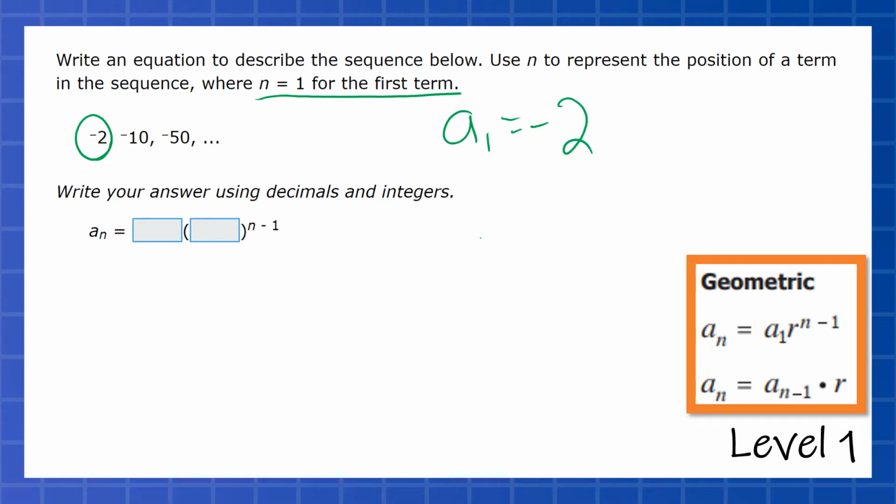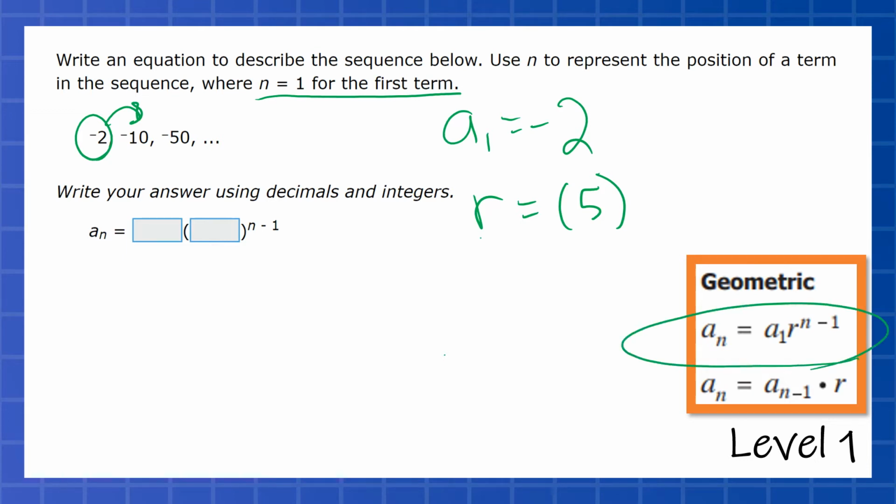It is the first number in the pattern. The next thing we need is something called an R, a common ratio. And the common ratio is what are we multiplying by each time? And so each time we multiply by positive 5. It's already negative and it stays negative, so we're multiplying by positive 5 each time. And so from that, we can use our formula for writing a geometric sequence.